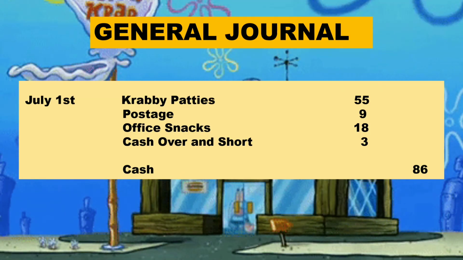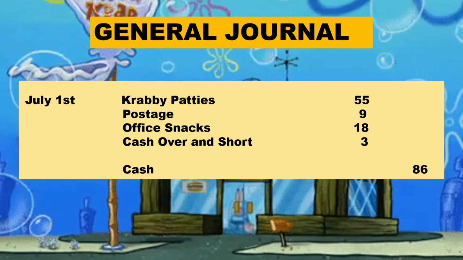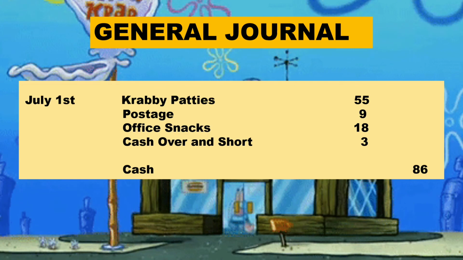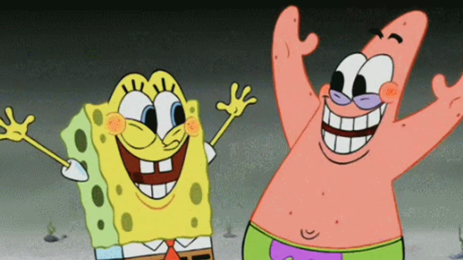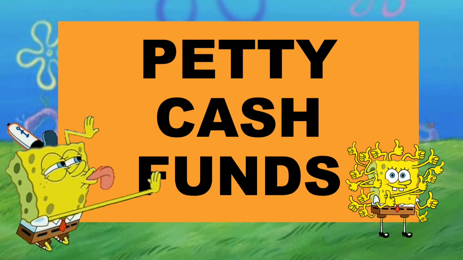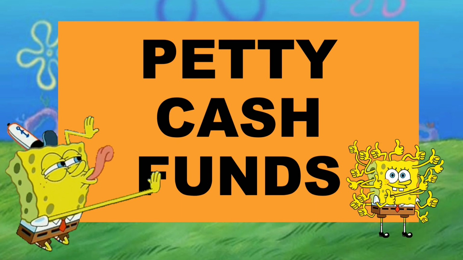Here we can see what the journal entry would look like for example 2 as we debit expenses including cash over and short, which removes the $3 discrepancy we had earlier, and then credit cash. Yay, it is now balanced! Congratulations, you are one step closer in becoming an accountant. If not, you can always turn to burger flipping like SpongeBob.